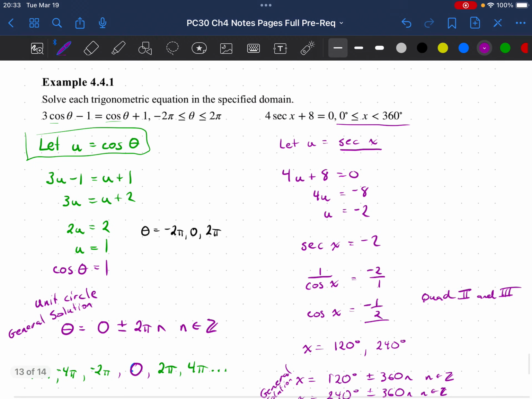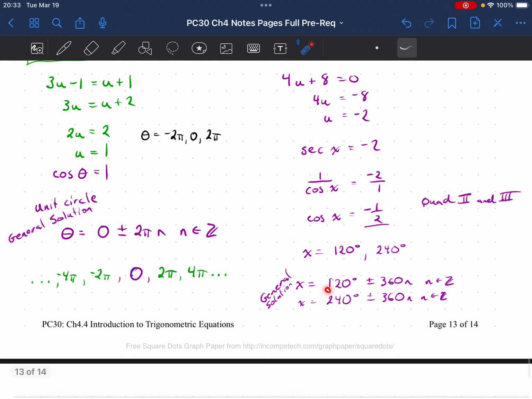Now we can see here that since our domain is only from 0 to 360, if we took 120 and added 360 to it, we get a number bigger than 360. And if we took away 360 from it, we would get a number smaller than 0. So this is in our domain, but 360 bigger or smaller than it is not. Same thing with 240. If we added 360, we'd be too big for our domain, and if we took away 360, we would be too small. So these are our only two answers for this equation within our domain.